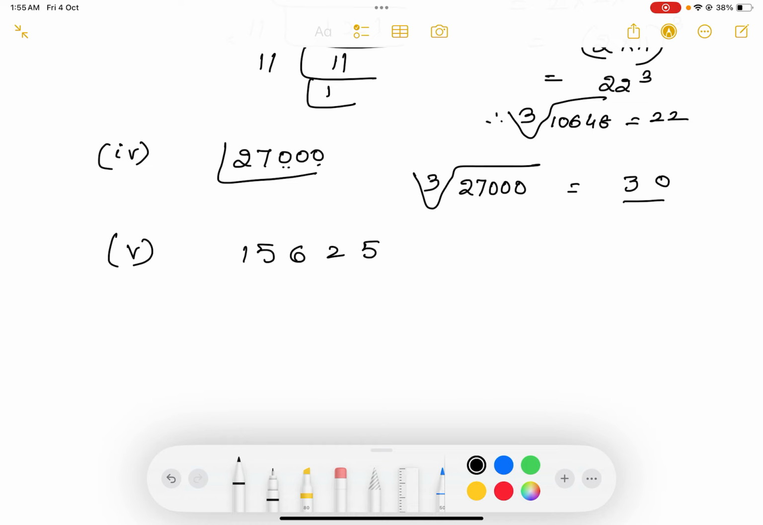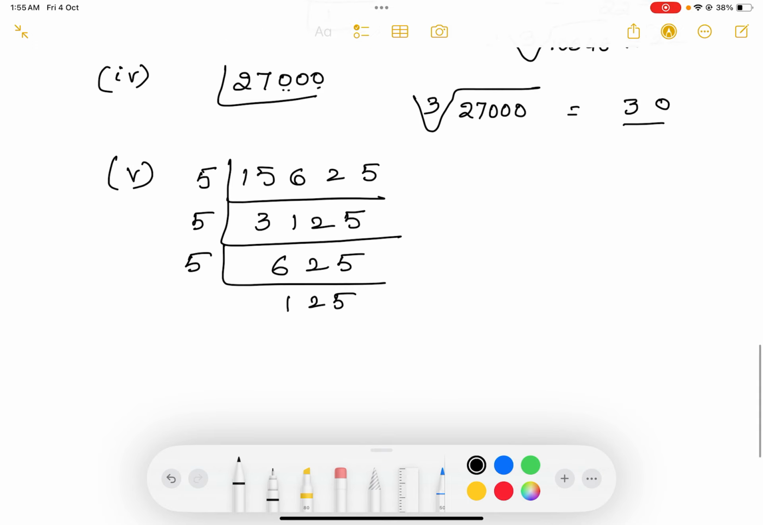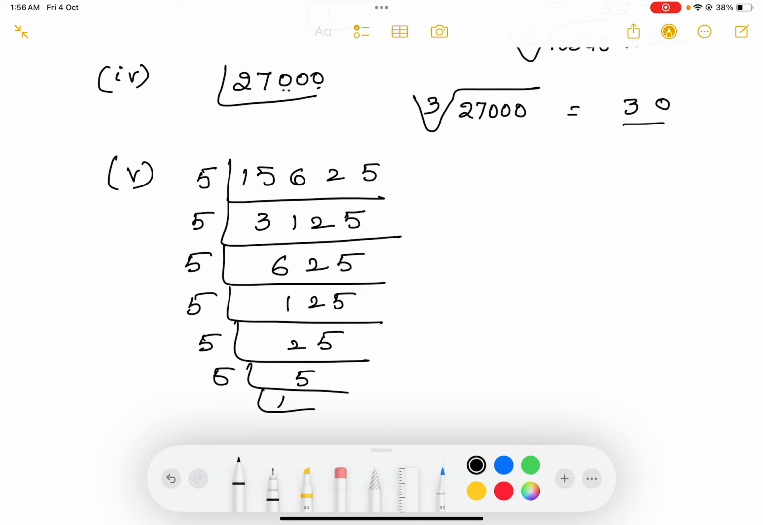15625. Again, this is also the cube of a number, which is 25. 5 is there, so definitely 5 it is. So 5 threes, 5 ones, and 5 twos, and then 5 fives. So then it is 5 times 6, 30, and 5 twos, 10, and 5 fives. Again 5 ones, 5 twos, 5 fives. Again 5 twos, 5 fives. Again 5 fives. Again 5 ones. So it's very much clear that it is 5 power 6.